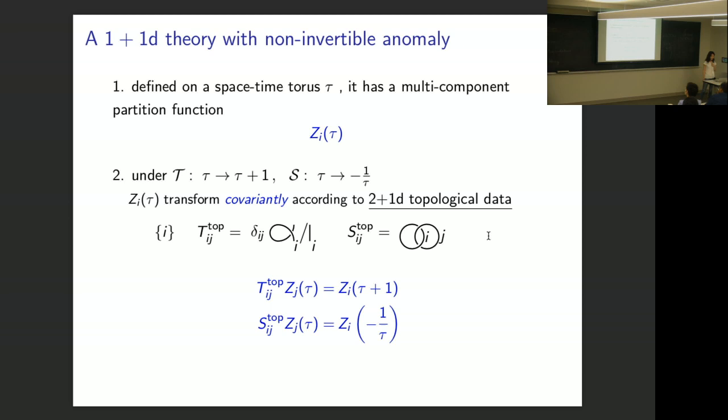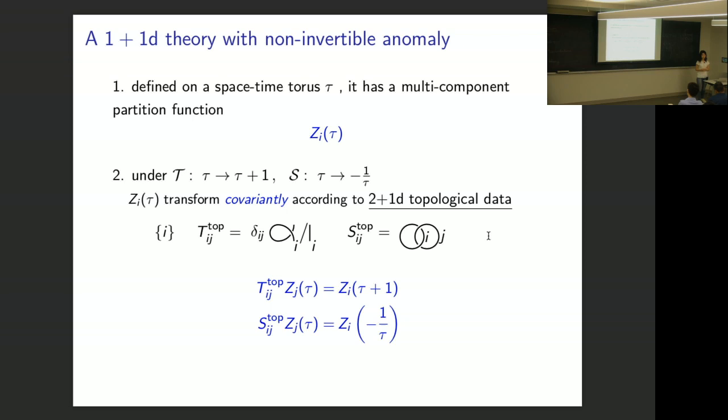And second, when the space-time torus is under the transformation generated by the so-called modular transformation, the vector partition function is not invariant, but transforms covariantly, according to 2 plus 1D topological data. By topological data, I mean some very easily accessible ones: the number of anyon types, their self-statistics captured by the T matrix, T top, and their mutual statistics and quantum dimensions captured by S top. So the claim is that the transformation S top and T top on this vector partition function will induce a modular transformation in the 1 plus 1D theory. In other words, the covariance or the breaking of the invariance is captured by this 2 plus 1D topological data.